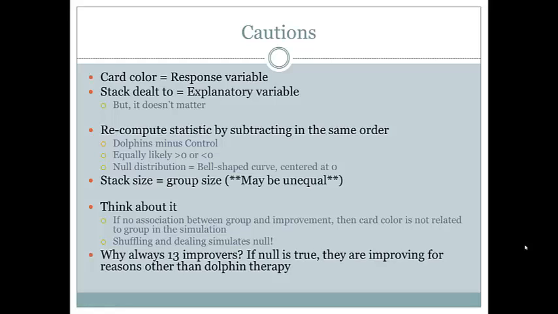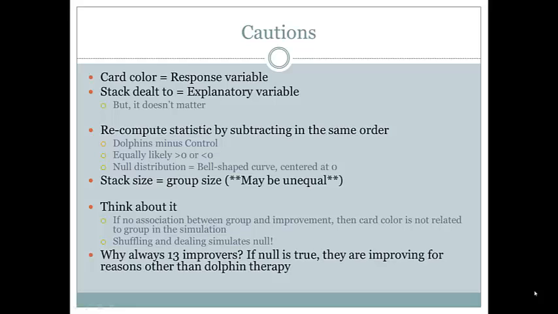A few important words of caution. In these simulations, we typically let the card color represent the response variable. In this case, blue meant showed improvement and green meant did not improve. The stack the cards were dealt to represented the values of the explanatory variable. Now, as it turns out, if you reverse those, it actually doesn't matter, but we feel that it models the actual study better if you keep the card color representing the response variable and the stack you deal to representing the explanatory variable. Make sure when you compute the statistic that you subtract in the same order.